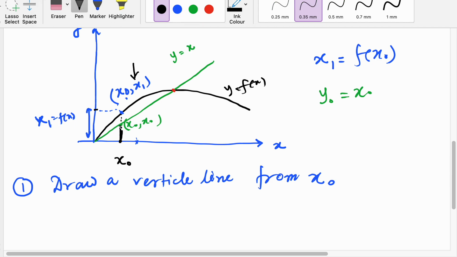Now if I go further vertically until it reaches y equal to fx, the point where it cuts the map will be our first iterate of x0. So we get this point, the first iterate. Now from this point we want to generate a point like x0 x0, similar to x1 x1.